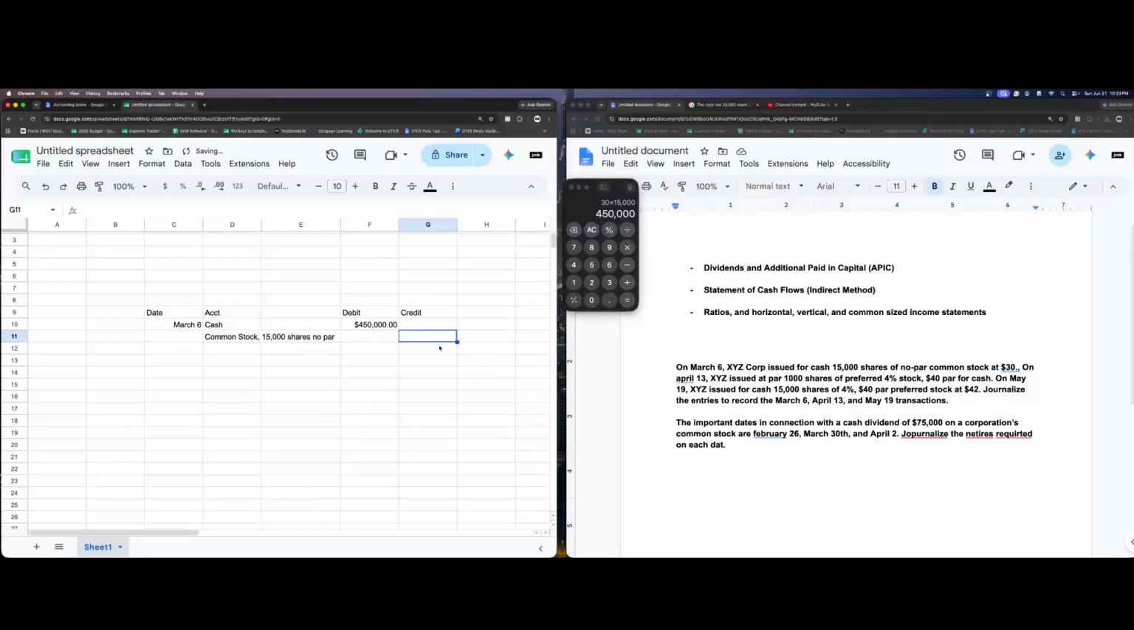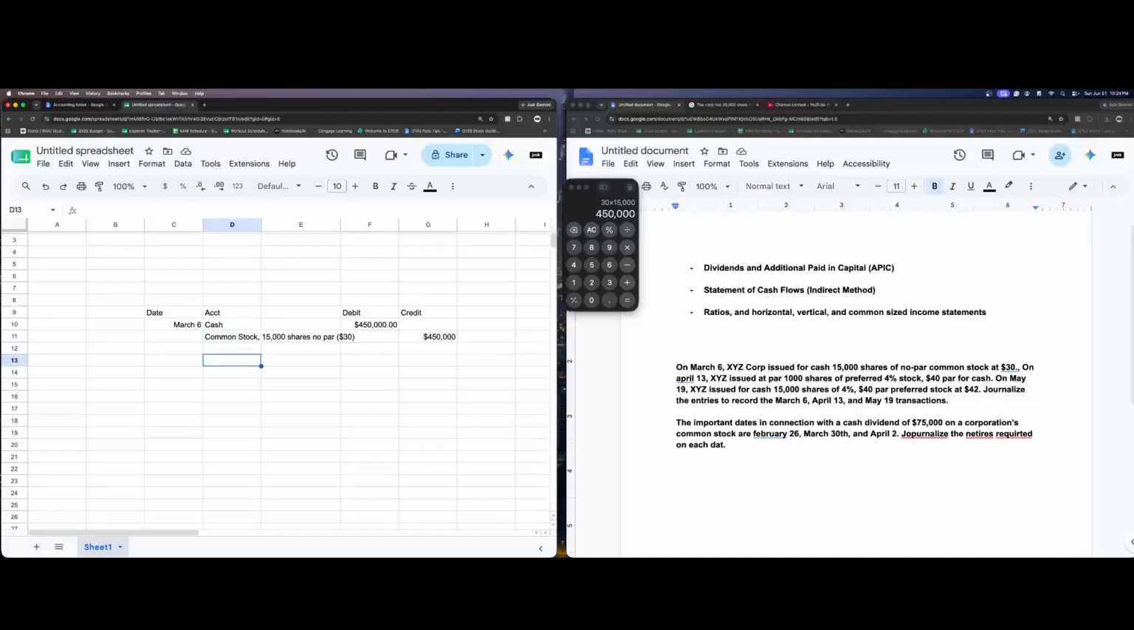So these were issued out for $45,000, no par at $30. I don't know what no par means. I don't know if no par means zero, as in it was supposed to be $0, but then they actually way overpaid, so there should be additional paid-in capital. So this is an example.